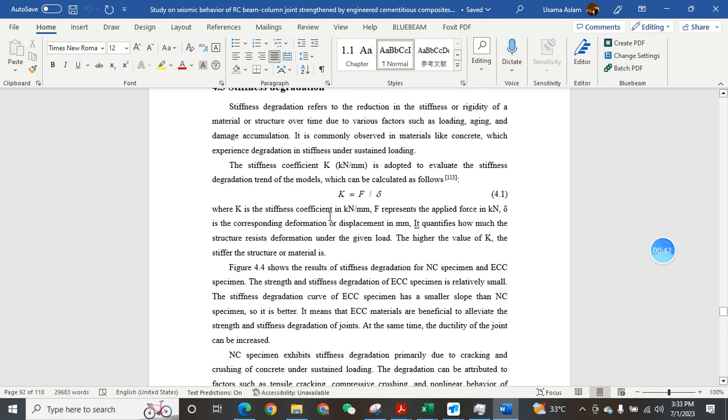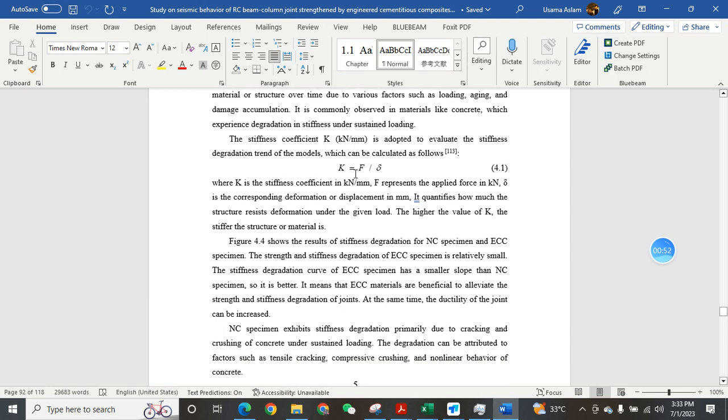Actually it is denoted by K. So what is K? It is the stiffness coefficient, force over deflection, kilonewton per millimeter. In my paper I am following two materials, normal concrete and the ECC material. So I can calculate two stiffness coefficients, K1 and K2, and then tell which material has lower stiffness degradation and which is better. This coefficient K specifies how much the structure can resist under deformation. So the higher the value of K, the stiffer the material will be.